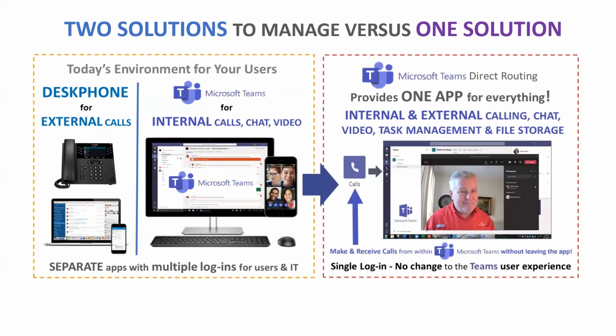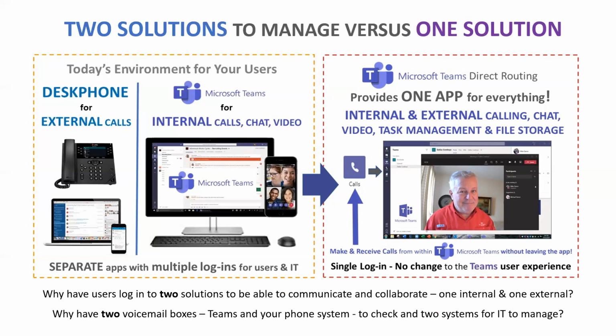So basically what we'd like to show you is a way, using Microsoft Teams direct routing, to provide one app for everything. And that's Teams, internal and external calls. You port your current business number over into this solution so you can make and receive calls right from the calls button within Teams on any device. There's a single login, so there's really no change to the Teams user experience. They don't even know they're using 8x8.